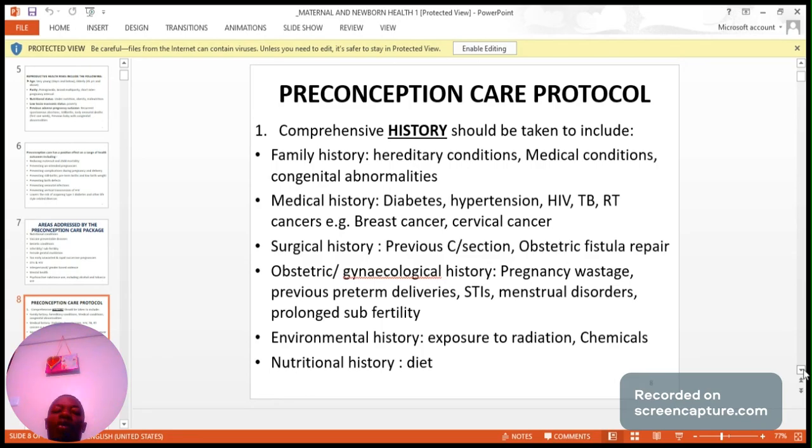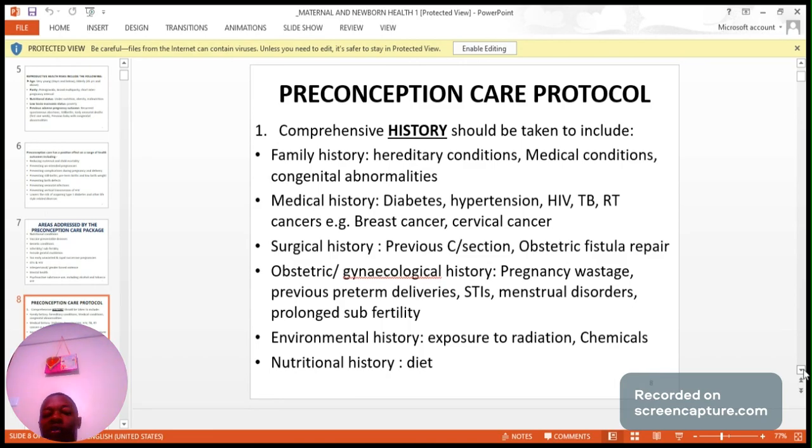We get to know medical conditions and congenital abnormalities, if any, in the family history. Is there anybody born with a cleft palate or lip, or any congenital cardiovascular disease, cyanotic or acyanotic, such as tetralogy of Fallot or patent ductus arteriosus? Then from my family history, we check medical history. Is this mother diabetic, does she have hypertension, HIV, TB, or cancer, like breast cancer or cervical cancer? Any history of that is noted so that prevention or treatment can be accorded.